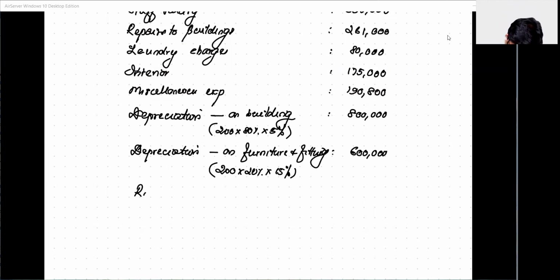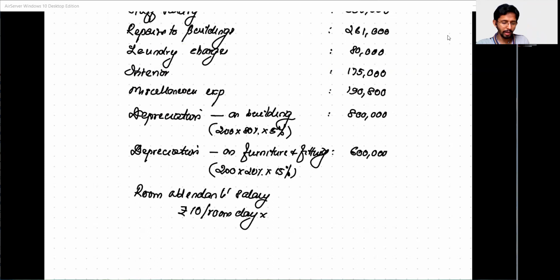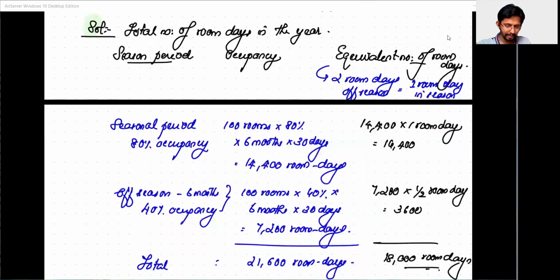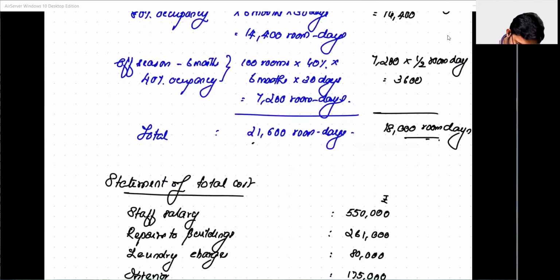Now you have room attendance salary. Room attendance salary, they say that it is, sorry, rupees 10 per room day. And how many room days you are having? Here, when you take the number of room days, you have to take 21,600. It should not be 18,000 because 18,000 is the equivalent. But the room attendance has to be paid for each room day during the off season also.